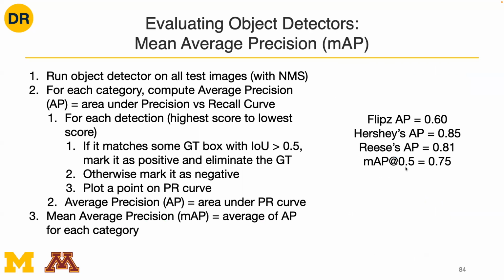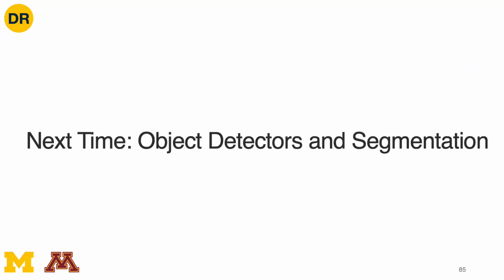The "at 0.5" then corresponds to the specific IOU threshold that we use to calculate this metric. In this case, our IOU threshold, when comparing all of our detected boxes with the ground truth boxes, was 0.5. So we'd say that the mean average precision at 0.5 for this model was the value that we calculated, 0.75. Okay, that went very fast, but that is the standard metric used on all object detectors.